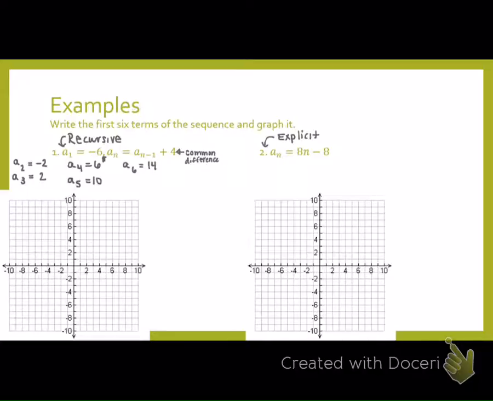Okay, so then you would just plot your points. You always start at 1. So 1 is negative 6. 2 is negative 2. 3 is 2. 4 is 6. And 5 is 10. And that's all that will fit on there. And we never connect our points.